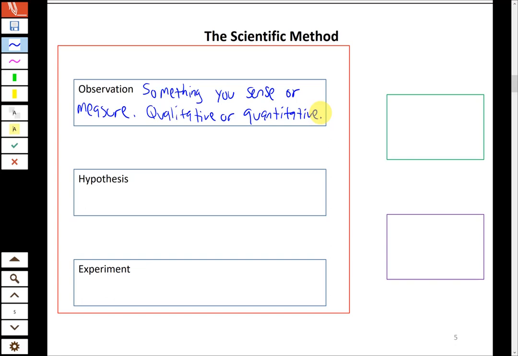Now, once you have an observation, so the scientific method starts with an observation. You see something, you measure something, and you want to try to explain what's going on. Then you formulate what's called a hypothesis. Now, a hypothesis is a possible explanation for what you observe. So you want to explain what you observe, and the hypothesis is sort of your first guess at that.